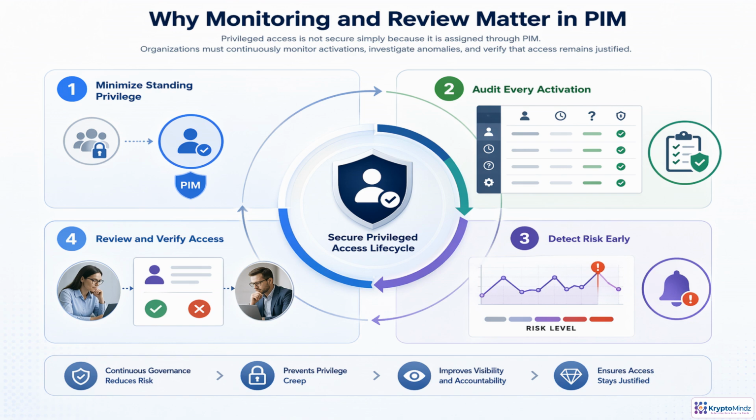PIM is not a set-and-forget control. It reduces standing privilege by making elevated access temporary, but every activation still needs governance. Audit logs provide the evidence trail: who activated a role, when, why, and whether required controls were satisfied. Alerts turn that activity into early warning signals when patterns look risky or unusual. Access reviews close the loop by confirming that eligibility and assignments are still justified. Together, these practices prevent privilege creep, improve accountability, and keep privileged access aligned with real business need.